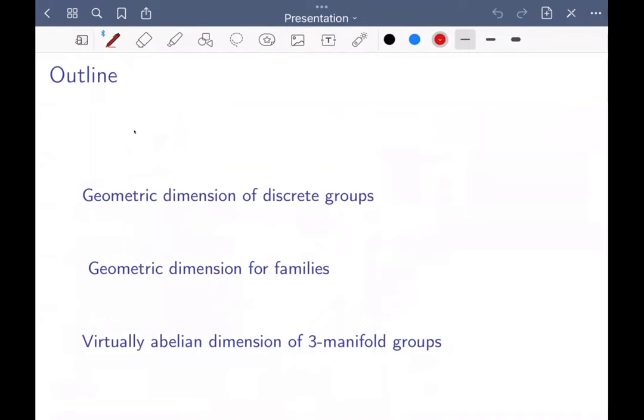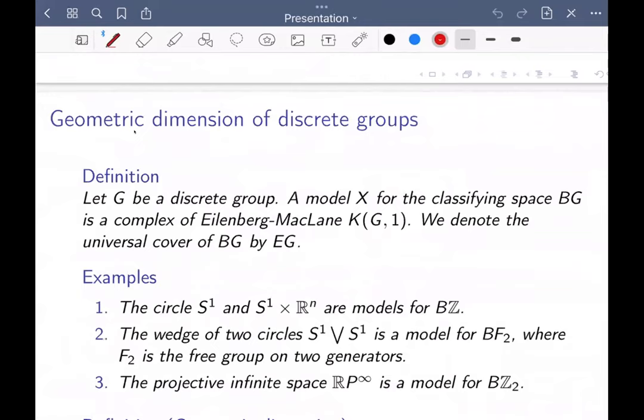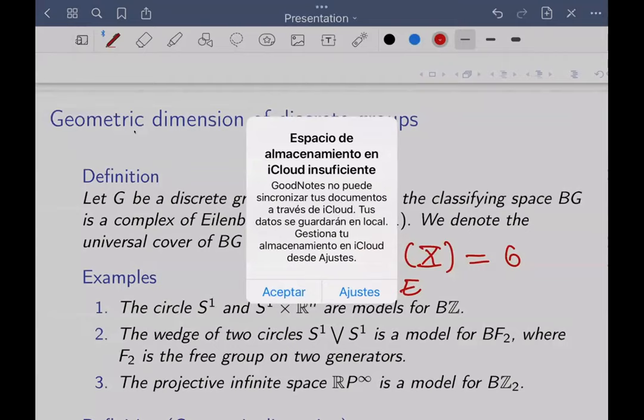So the first definition is the following. Let G be a discrete group. A model for the classifying space BG is a complex of Eilenberg-MacLane type K(G,1). This means the fundamental group of it is equal to G, and the universal cover is contractible.